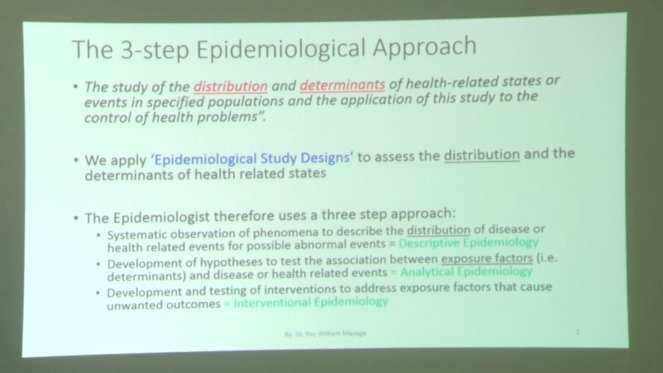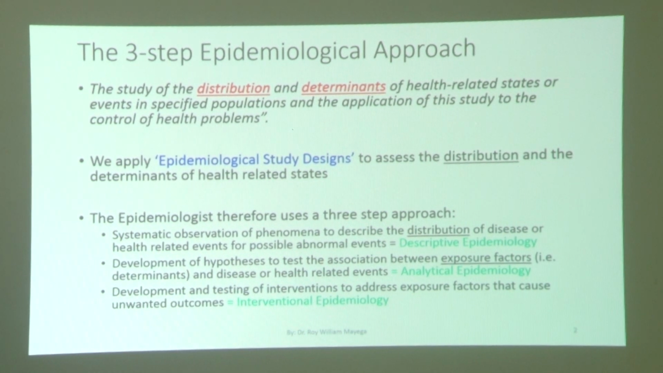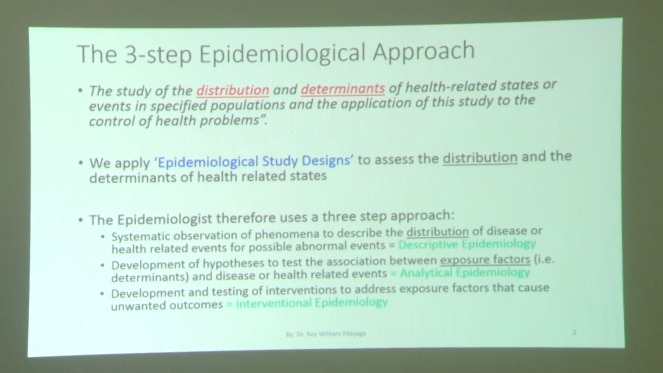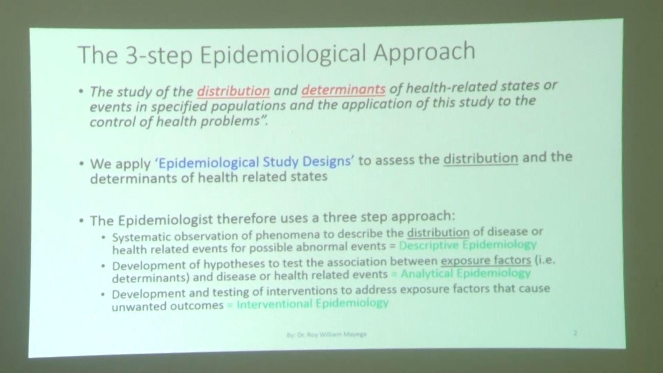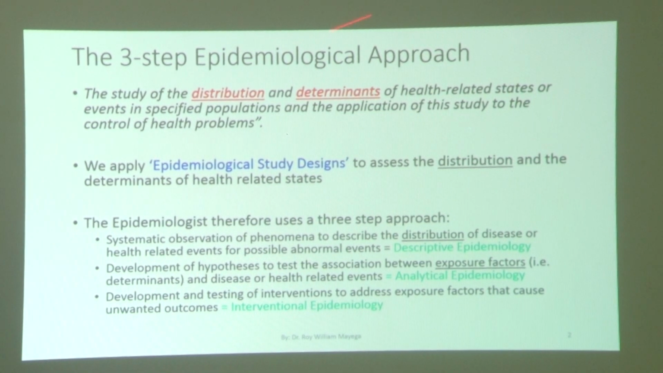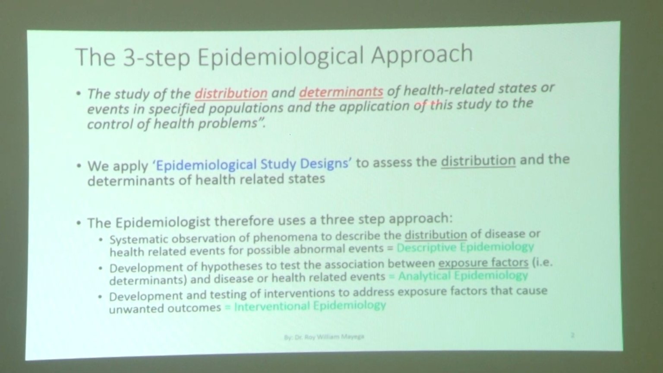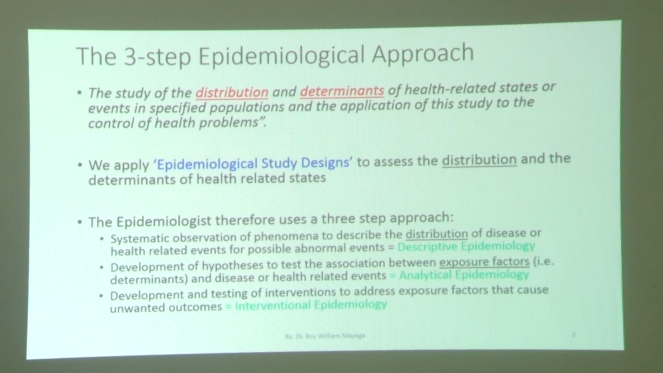So we look at the distribution and the determinants of these health-related events, and what we learn from that helps us to apply that knowledge to the control of health problems. Now, we apply epidemiological study designs to assess the distribution and the determinants of health-related states. The epidemiologist uses a three-step approach to conduct their work.